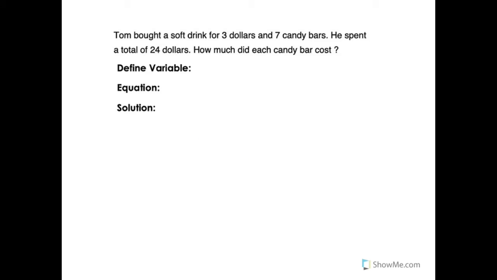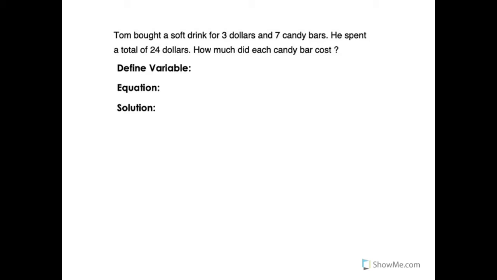Now the other thing that we're going to review is just one more word problem that's going to help you prepare yourself for the one that you'd have to solve in your independent practice. So here we have, Tom bought a soft drink for $3 and 7 candy bars. He spent a total of $24. How much did each candy bar cost?